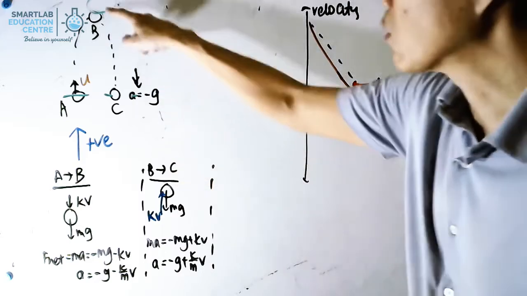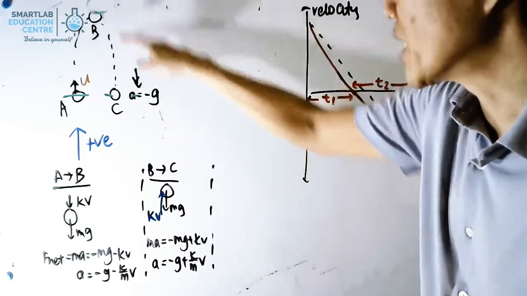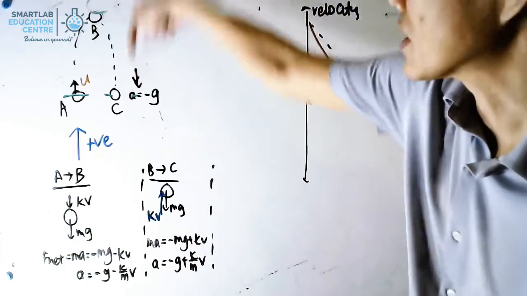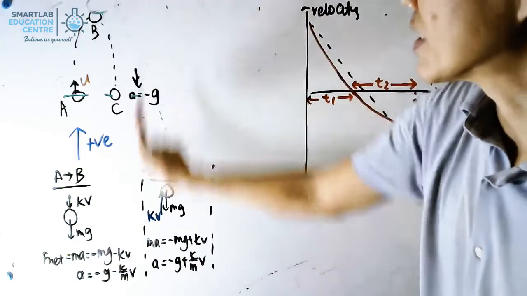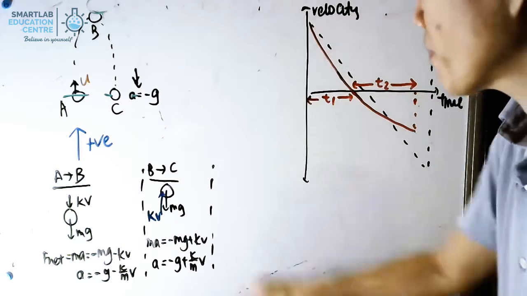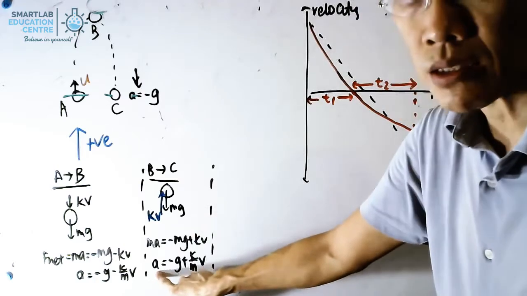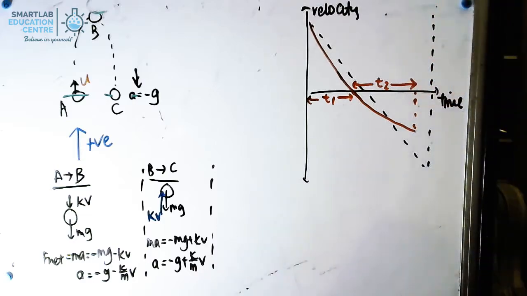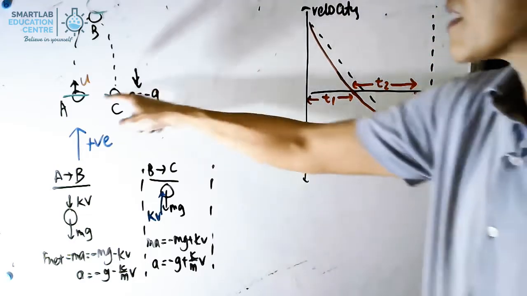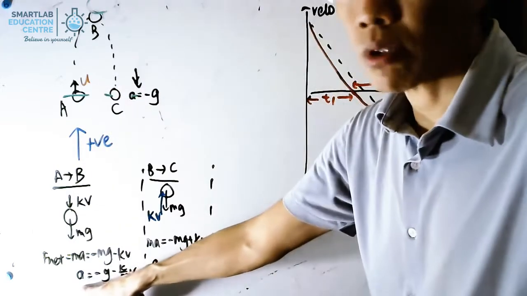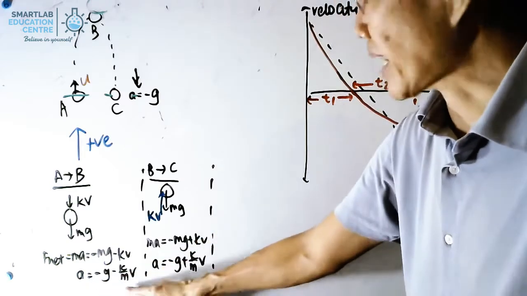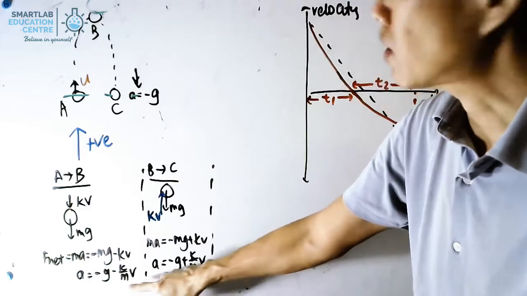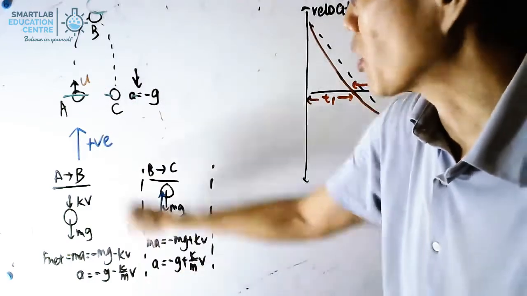Now if you take a look at the ball moving from B to C, you'll find the direction of the kV will have changed, because the ball is now moving downwards. So the resistance force is upwards. Based on that, the acceleration will end up as minus g plus k over m times V. This is very important, because it means the magnitude of the acceleration is maximum when the ball is at point A, because your V, or your speed, is maximum at this point.